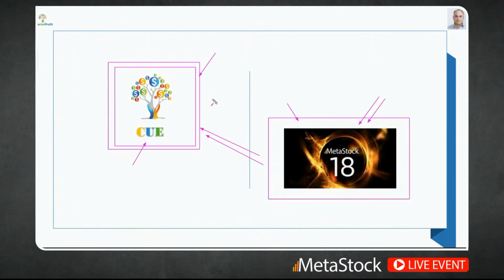Now, why I avoided using other platforms gradually, but not Metastock? Because I asked myself, if I had to live with only one underlying platform, only one underlying data source, which one will that be? And the answer was unequivocal, only one, Metastock, and now Metastock 18. And I will demonstrate that.